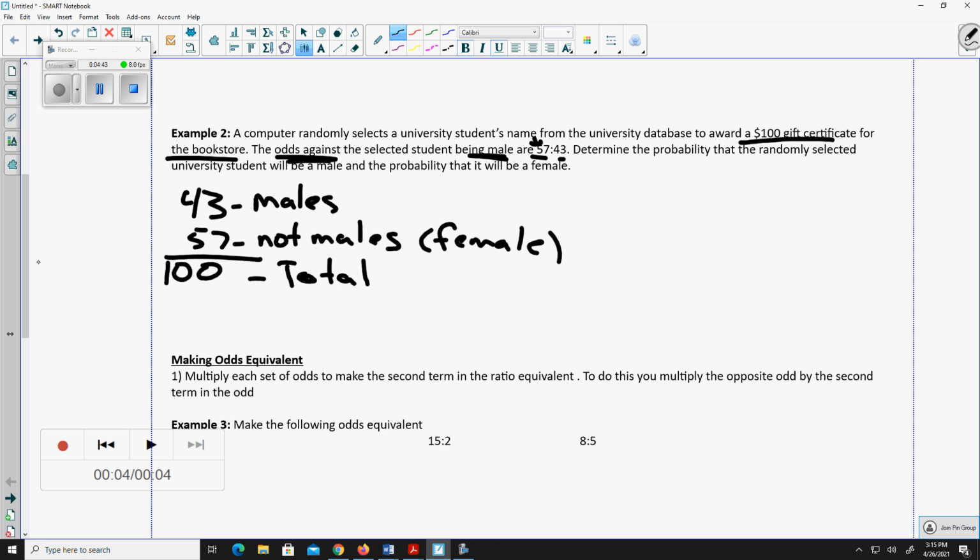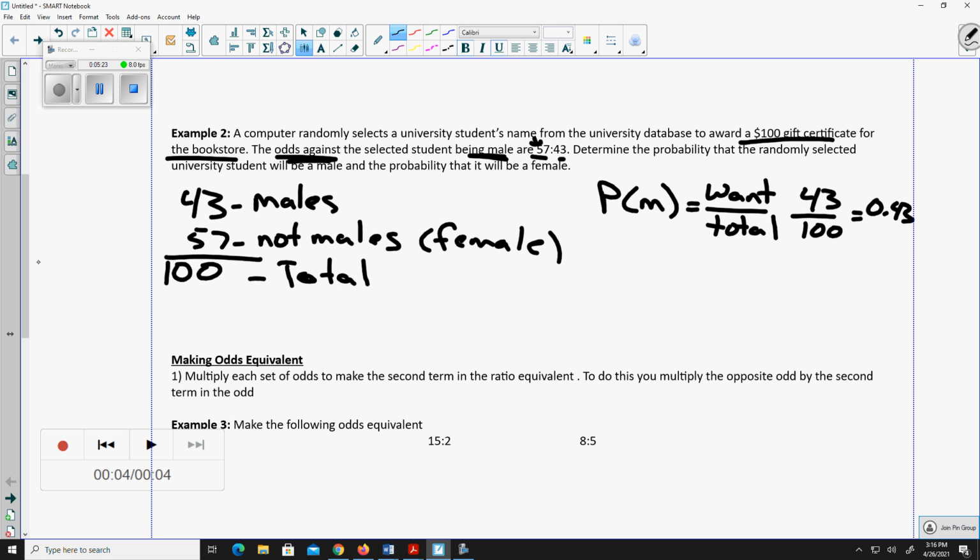So now we want to determine the probability that the randomly selected university student will be a male. So you write it like this, put P for probability, then you put brackets for what you want. So probability of M for male would be, remember this is what you want over your total. What you want is 43 out of 100. So you could leave it like that, or you could get fancy and write it as a decimal. Hopefully you don't need a calculator to do that.